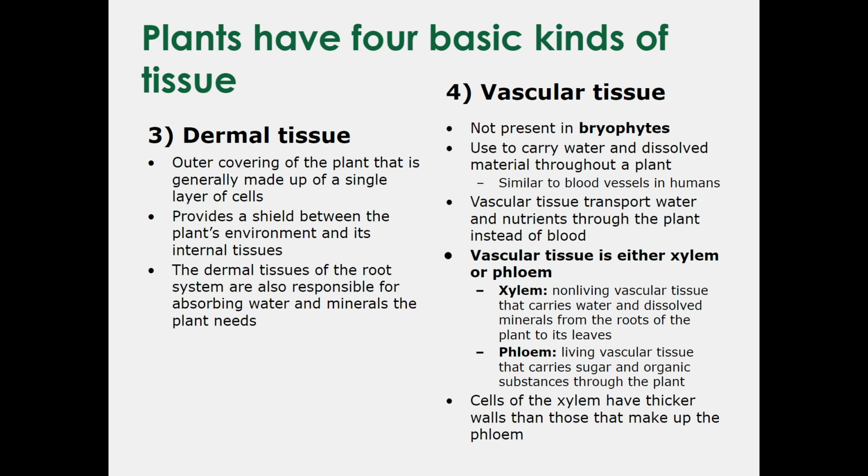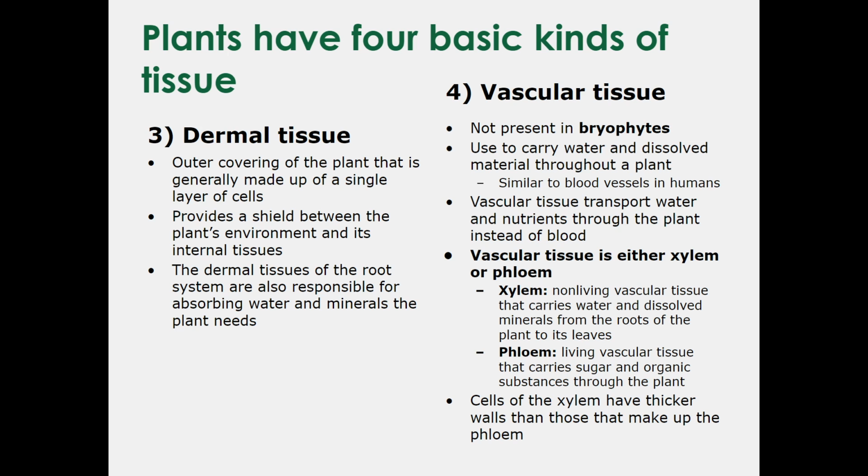There's also dermal tissue, which is just an outer covering of the plant, like the epidermal layers of the leaves, both upper and lower, and this would provide protection, a shield, against the plant's internal environment and its surroundings. The dermal tissues of the root system are also responsible for absorbing water and minerals that the plant might need. So there are varying functions besides support and protect for dermal tissue.